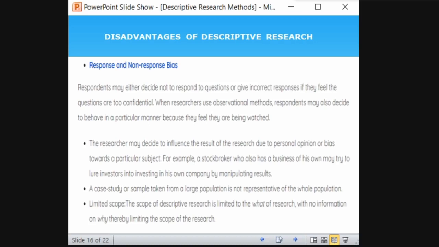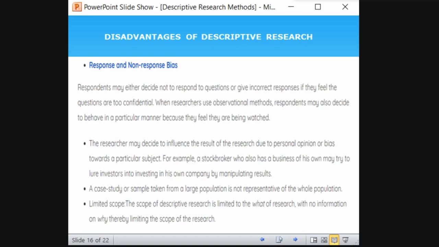When researchers use observational methods, respondents also decide to behave in a particular manner because they feel they are being watched. For example, if a librarian wants to observe how the freshers are using the library, the new students should not know the librarian is there. Then only you can observe them in the natural setting. If the students know that the teacher is there, they will behave in good manners. Then the research is biased, and you will not get proper behavior of the first year students.